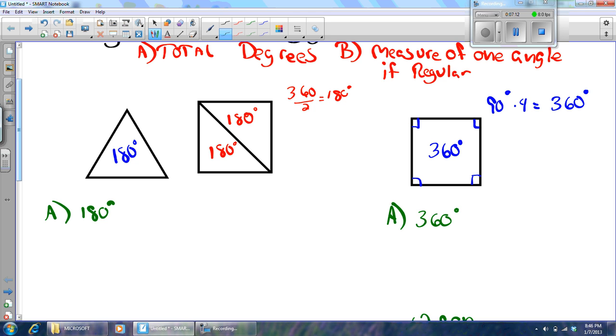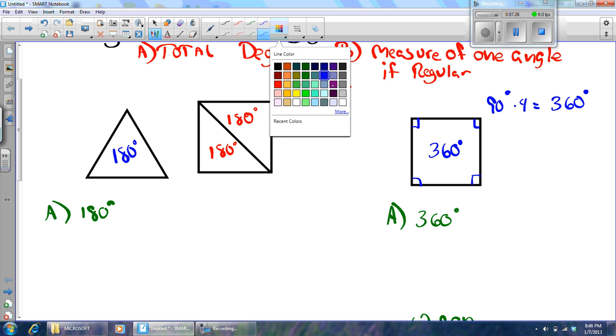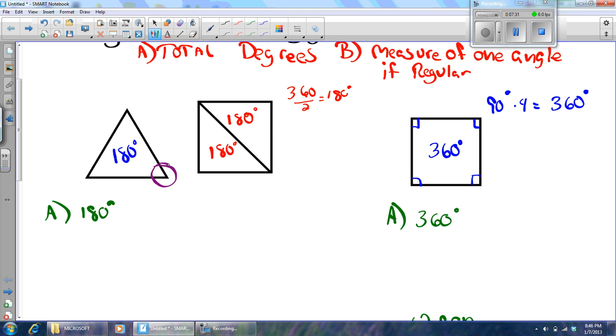Now, we're going to look at one more thing today. We're going to ask ourselves, can we figure out the measure of one angle if the shape is regular? Remember, regular means all the sides and all the angles are the same. So I'm asking you, can you figure out the measure of this angle here? Well, this is really simple. This is part A. I'm going to take the total degrees, 180, and since there's 1, 2, 3 angles, I'm going to divide it by 3, and I'm going to get 60 degrees. This is a 60-degree angle.